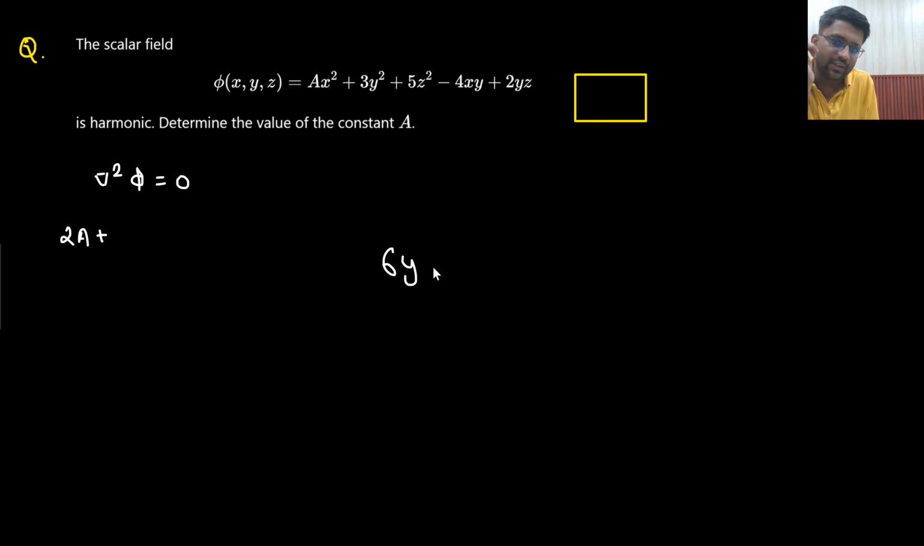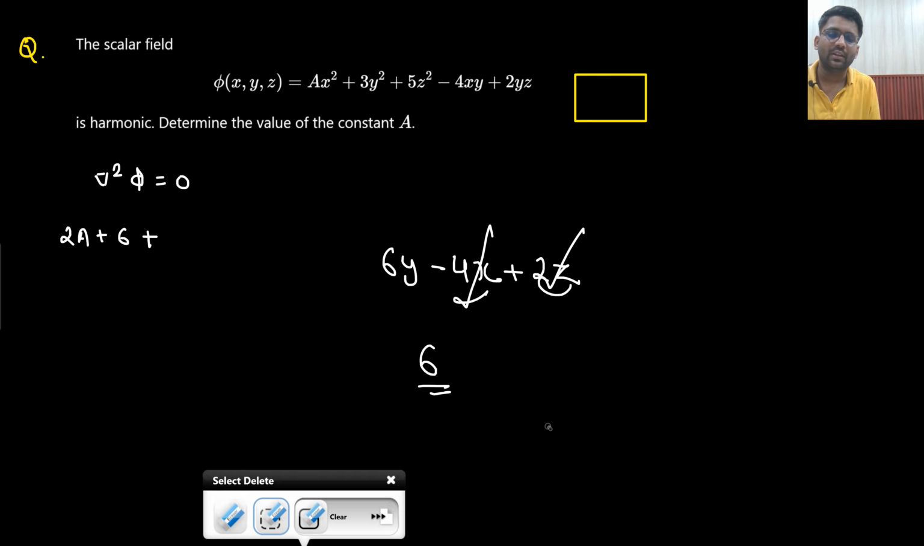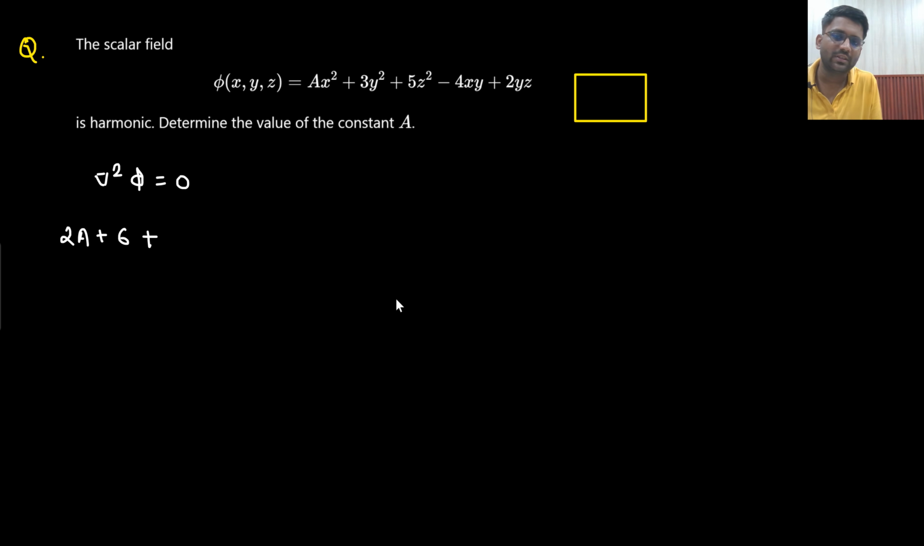So 2a plus, next partially differentiate it with respect to y. One time you differentiate: 6y minus 4x plus 2z, right? 6y, this will be 0, this will be 0. Here what you will get? Minus 4x plus 2z. Then again you partially differentiate it. If you partially differentiate, this will be gone, 6 will be left. Now again partially differentiate with respect to z. What do you get? 10z plus 2y. Then again you partially differentiate, the answer is 10, plus 10 equals 0. So what answer are we getting? a equals minus 8. That's it.